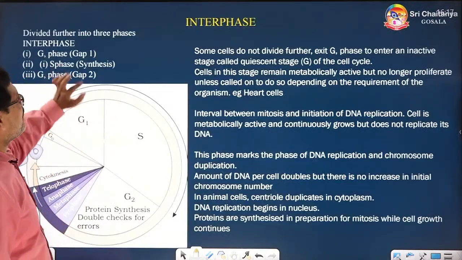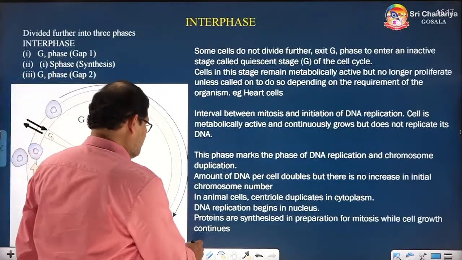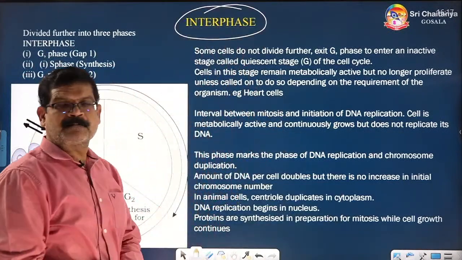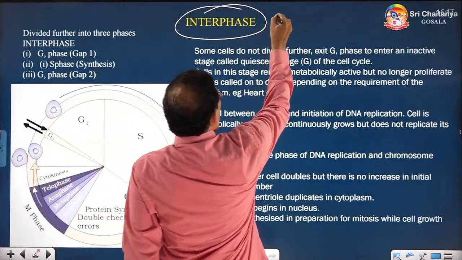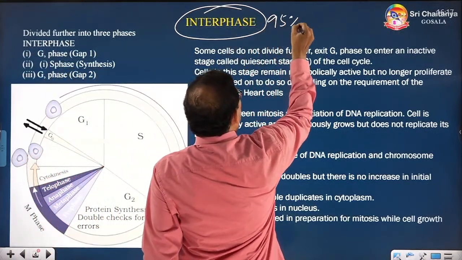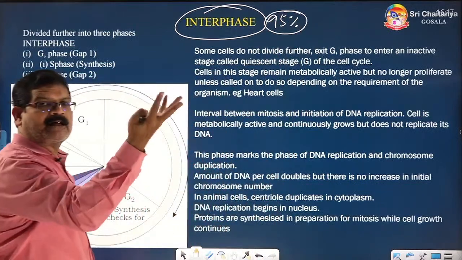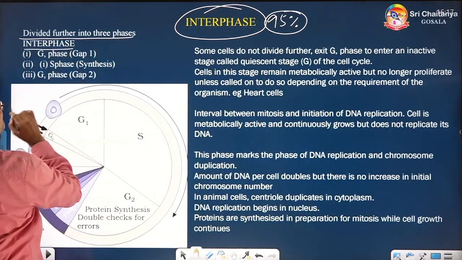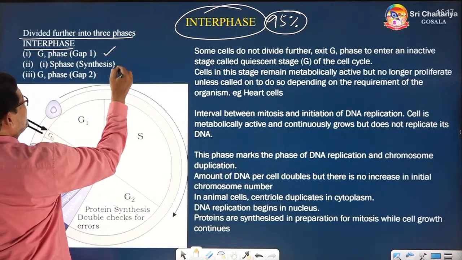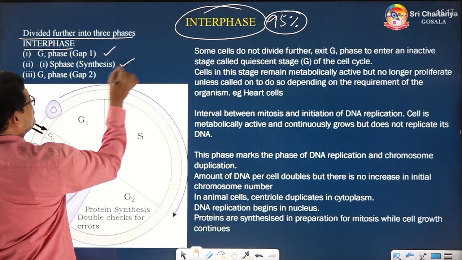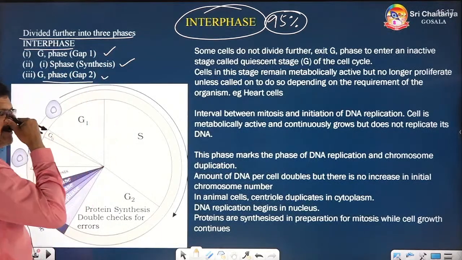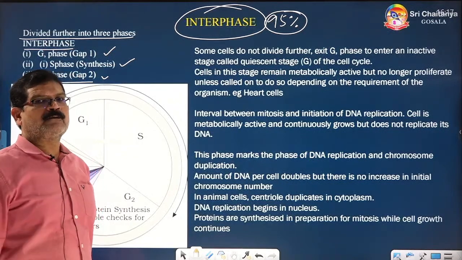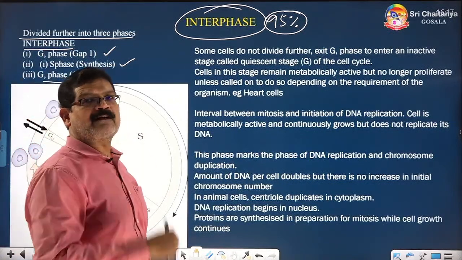This is the complete part. Here I told about the interphase. You remember we saw this interphase on the last page. What is this interphase? It lasts for how much percentage? 95% of the total duration of time required. I have already given here that it is further divided into 3 phases: first is the gap 1 phase, next is the S phase or synthesis phase, next is G2 or the gap 2 phase, which can also be called the growth phase.